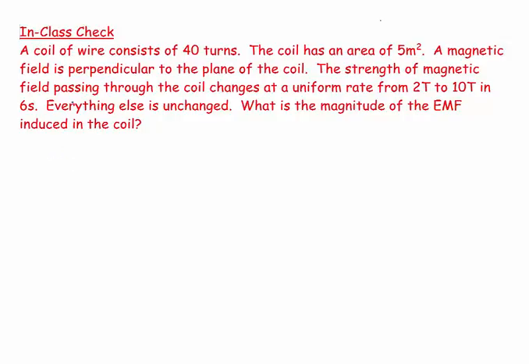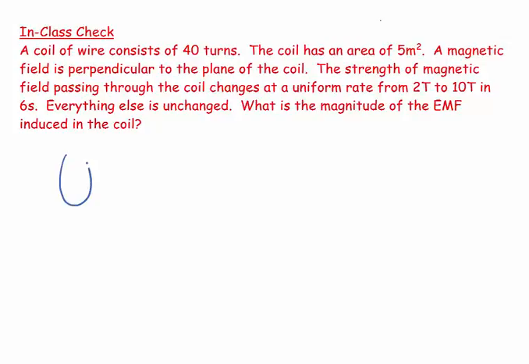Welcome. This question says a coil of wire consists of 40 turns. The coil has an area of 5 square meters. A magnetic field is perpendicular to the plane of the coil, and the strength of the magnetic field passing through the coil changes at a uniform rate from 2 teslas to 10 teslas in 6 seconds. Everything else is unchanged. You're not changing the area, you're not changing the number of turns. And what is the magnitude of the EMF induced in the coil?